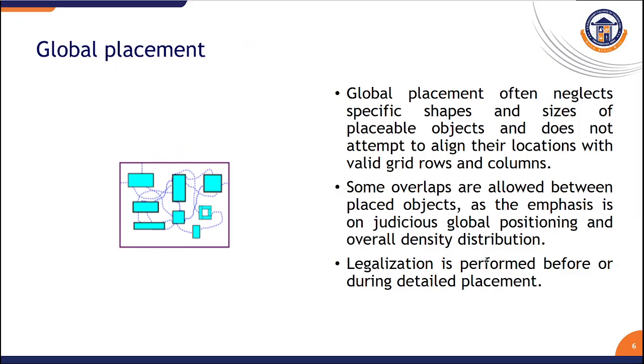And next one is global placement. Global placement focuses on finding approximate locations for cells. It usually ignores the exact shape and grid alignment. Some overlaps are allowed at this stage because the goal is to achieve good overall wire length and density distribution. Legalization is required later to remove all the overlaps. So global placement is mainly used for rough but fast optimization.